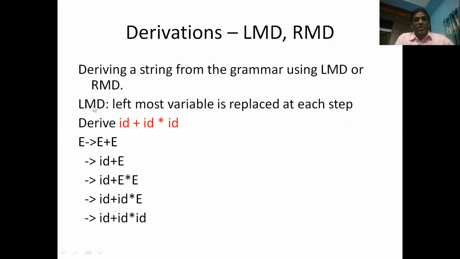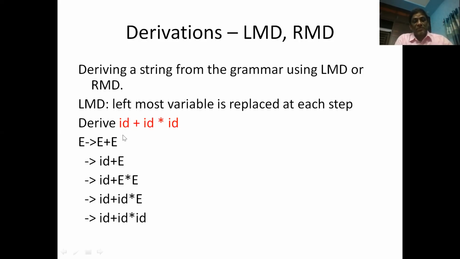Right. Now let us understand how this works. There are two types of derivations actually: leftmost derivation and rightmost derivation for deriving a string from a given grammar. There are two approaches you can follow. Let us understand LMD first, leftmost derivation. In leftmost derivation, at each step of derivation, the leftmost variable is replaced by its equivalent production. You can replace with any production, but only the leftmost variable should be replaced.